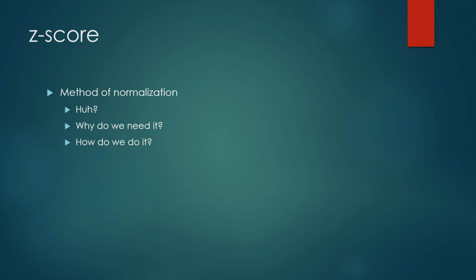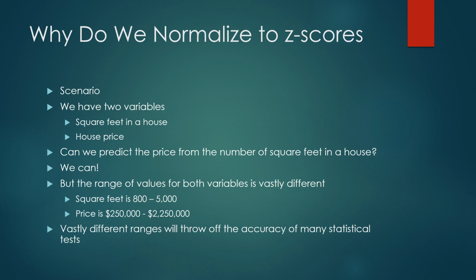Z-score. Z-score is a method of normalization. So what does that mean? There's some work to be done to sort of understand normalization, and we'll talk about that in a bit. I'll go through a slide or two that talks about why do we need to do it and how do we do it. So why do we normalize with z-scores?